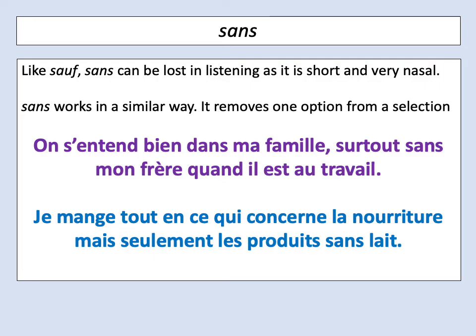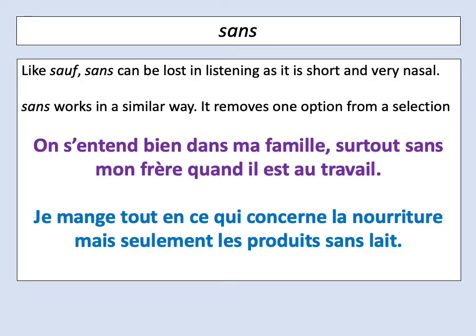Okay, so sans is very similar to sauf in the first way, that particularly in the listening, it can get lost among the words because it's short. It's also very nasal, so the sound is happening around that bridge area of your nose. Sans, sans, and it sounds like an en, so it could be en. It can really easily be lost.